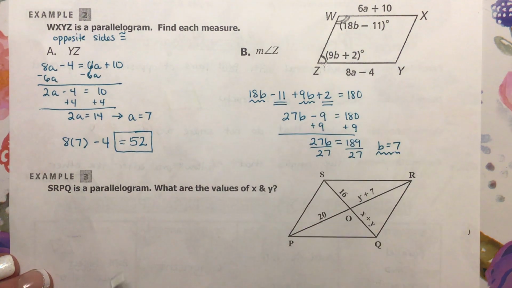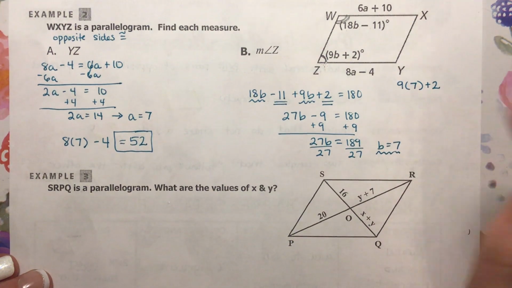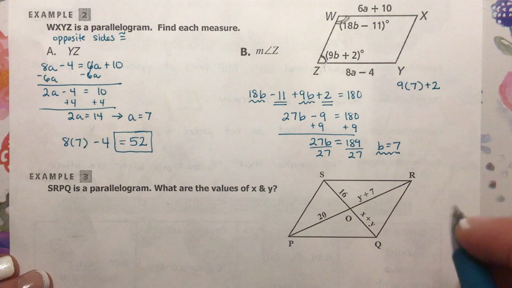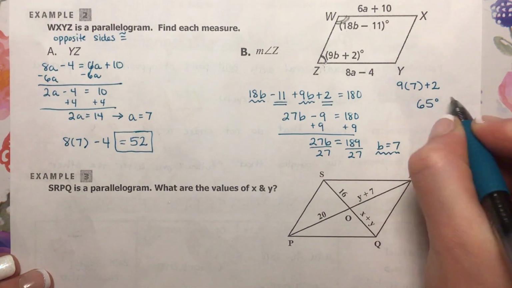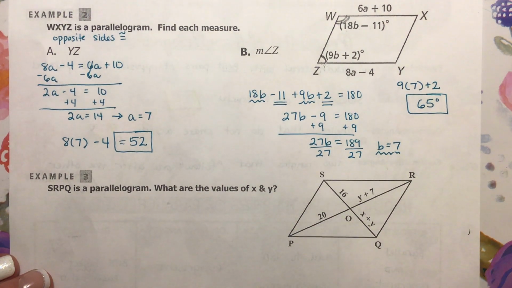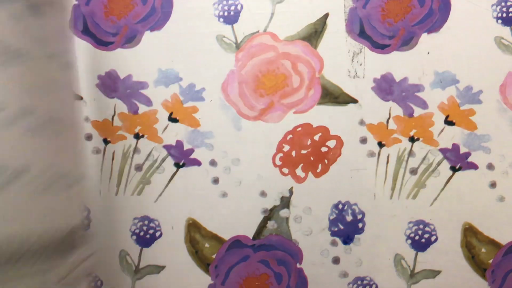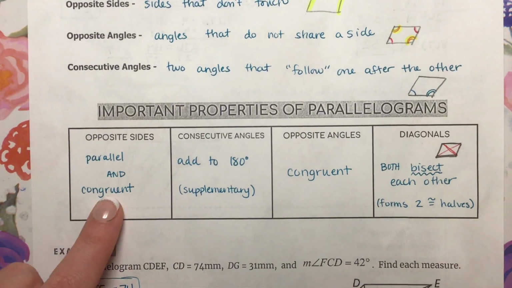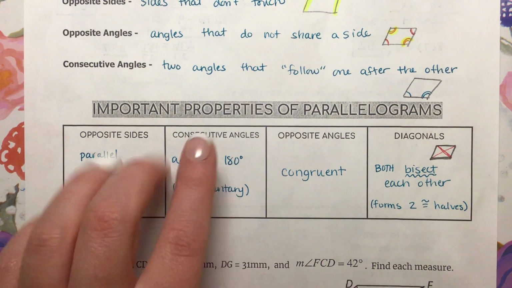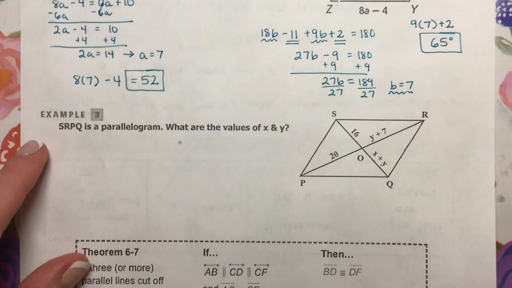So let's stick that back in, and this is going to be 9 times 7 plus 2. Well, 9 times 7 is 63 plus 2 is 65, so I'm going to say 65 degrees for that final answer there. So the two properties that I applied in this problem are opposite sides are congruent and consecutive angles add to 180 degrees. These are the two properties that I've used thus far in that top example.